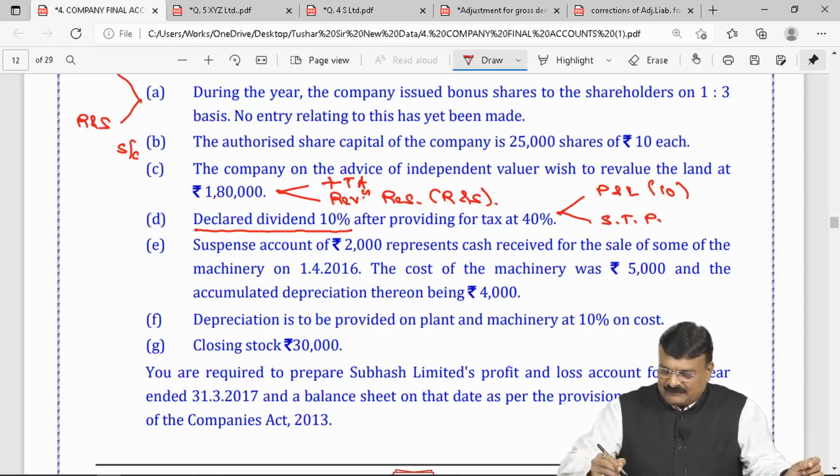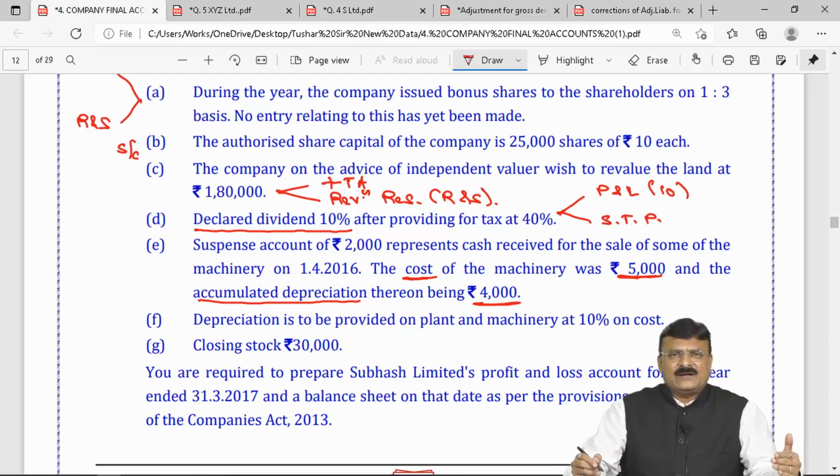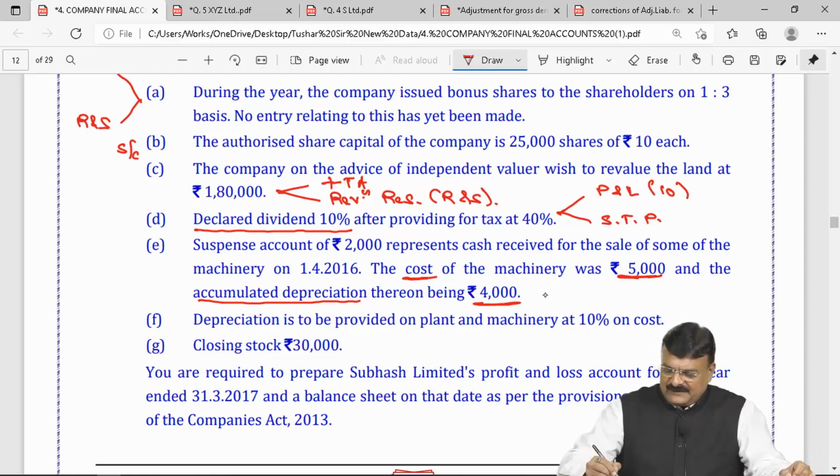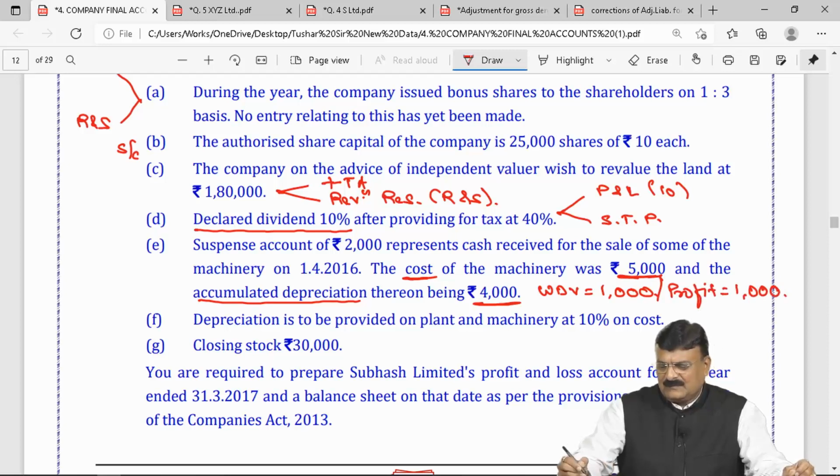The cost of machinery was 5000, and the accumulated depreciation, the PFD, provision for depreciation, is 4000. So cost 5000 minus provision 4000. What does this mean? 1000 is your WDV. And a machine whose WDV is 1000 is sold for 2000. That means there is a profit on sale of rupees 1000, which is an exceptional item.